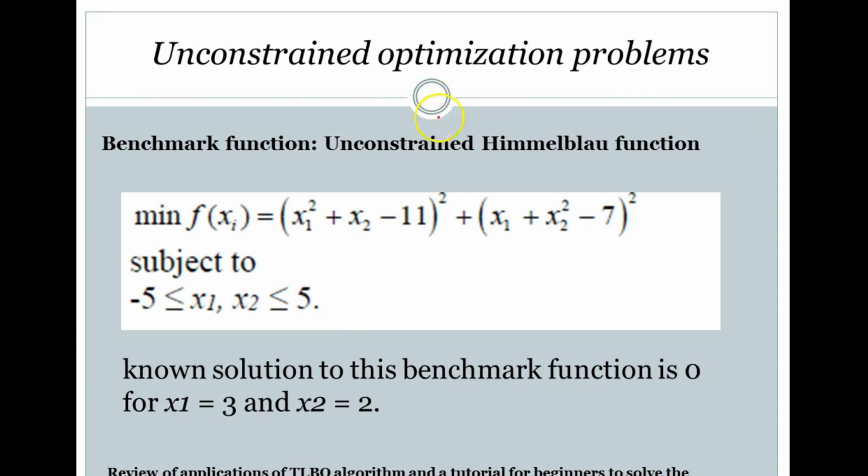Here we are applying this approach on an unconstrained optimization problem. This is a minimization function. This is basically the Himmelblau function whose value is known to be 0 for x1 equals 3 and x2 equals 2. It is worth noting that I have taken this example from the paper written by Mr. R. Venkata Rao, who proposed the idea of TLBO. You can get this paper from the internet, and the name of the paper is Review of Applications of TLBO Algorithms and Tutorial for Beginners to Solve the Unconstrained and Constrained Optimization Problem.